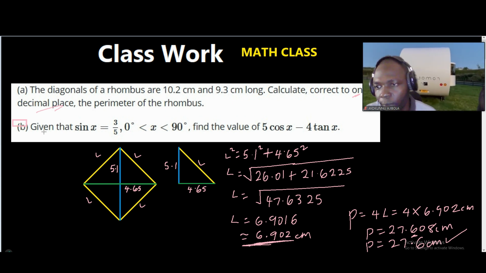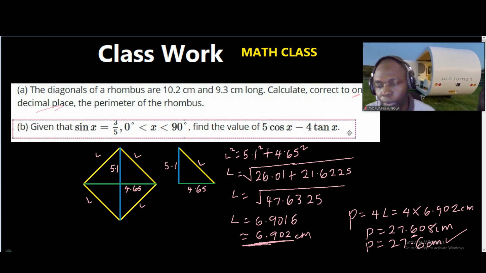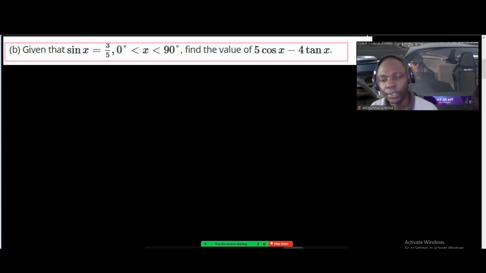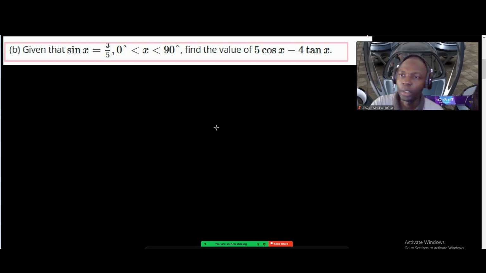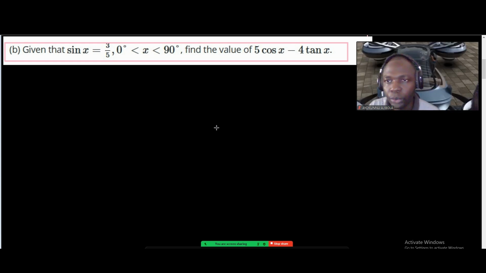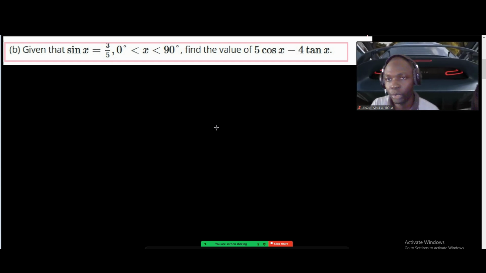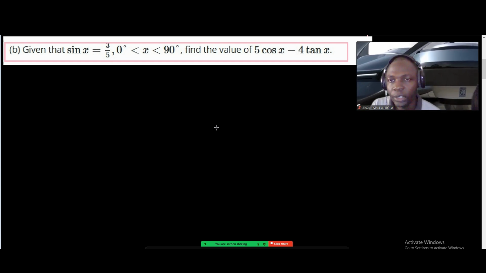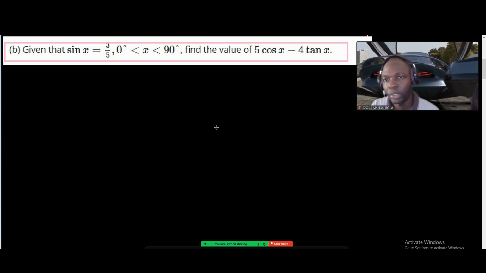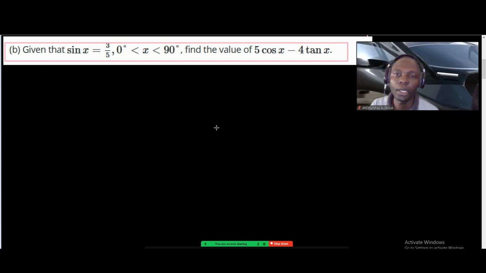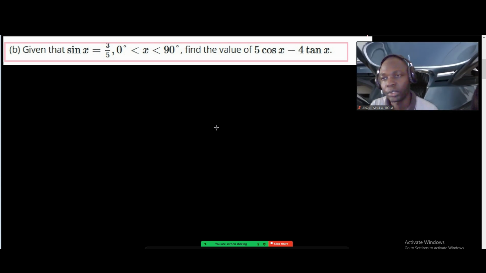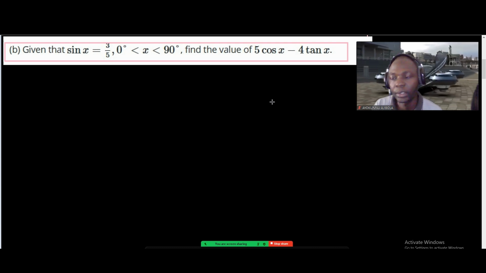Then we still have one more part to look at, which is this one. So, welcome to the second part of the question. The question says, given that sine x equals 3 over 5 and 0 degrees less than x, that means x is greater than 0, then x is less than 90. That means we're dealing with an acute angle. Then we can use SOHCAHTOA, which is sine, cosine, and tangent.